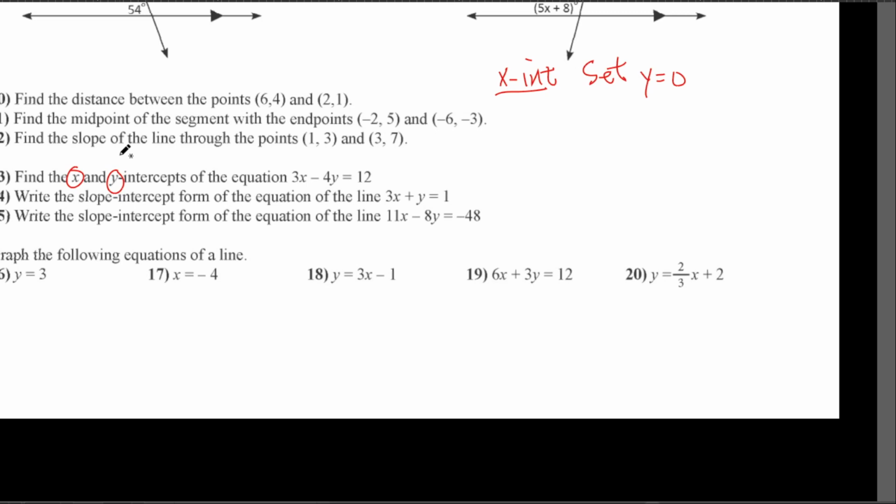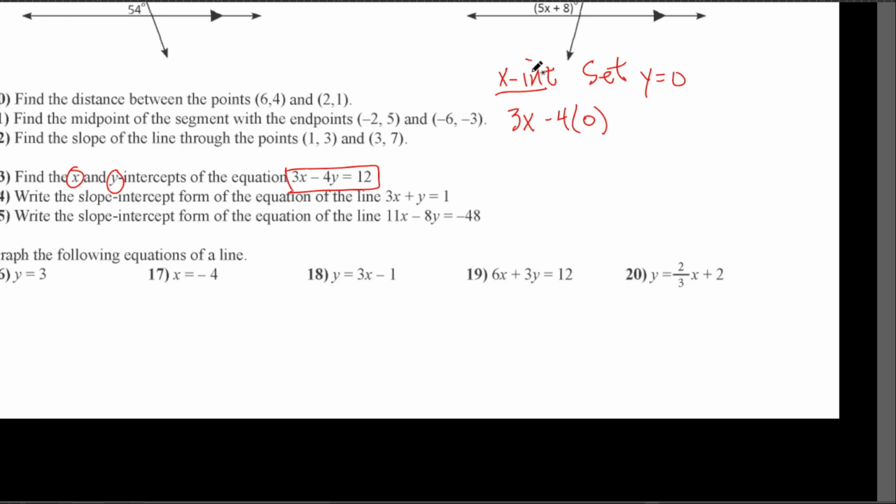Everybody with me? All right. So let's take this little equation right here, and let's set y equal to 0, and then we'll solve for x. So I've got 3x minus 4 times y, and what did we set y equal to? 0. See what I just did? I just replaced that y with a 0. Why did we do that? Because that's how you find the x-intercept.